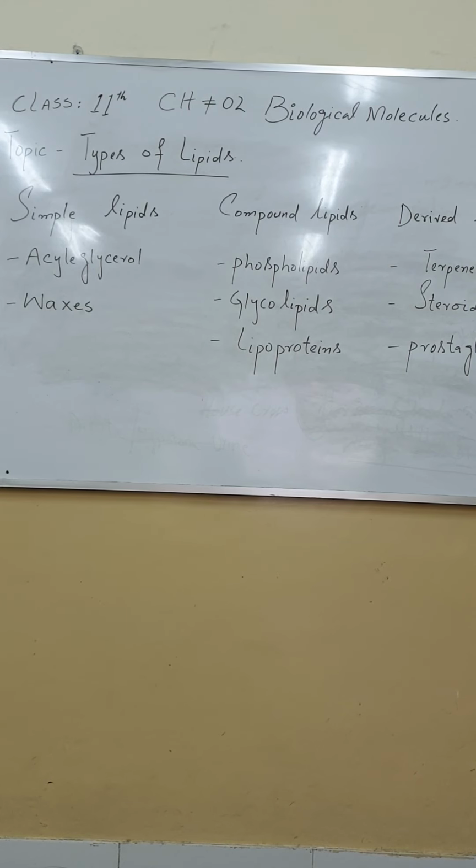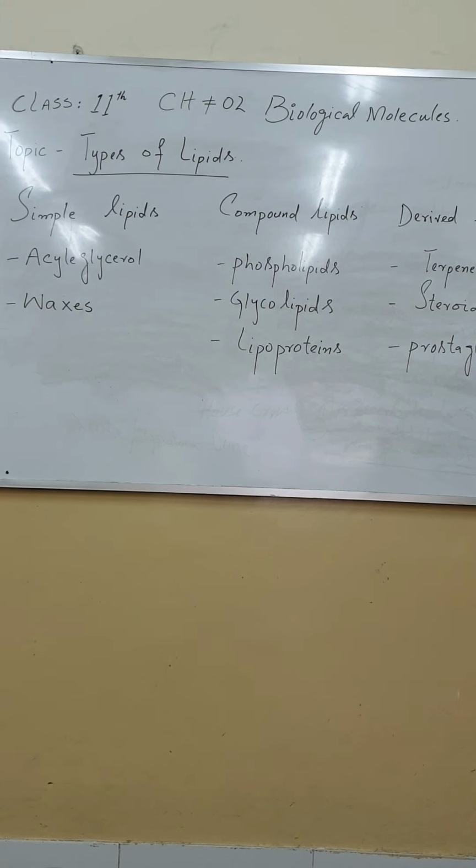So lipids are divided into three main categories, that is the simple lipids, the compound lipids and the derived lipids. And as mentioned on the board, for simple lipids, here in your book we will discuss two examples, that is acyl glycerol and waxes. Acyl glycerol was already discussed by us, and today we will start from the waxes.